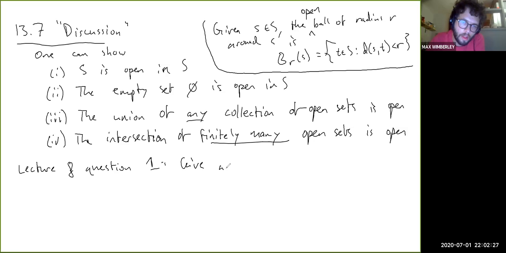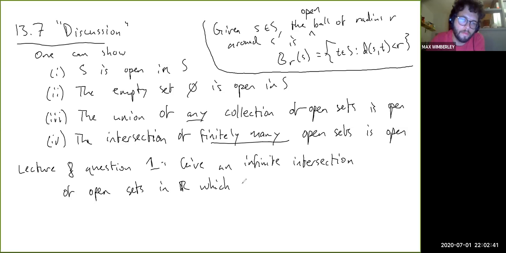Give an infinite intersection of open sets in R which is not open. Take a bit of time to think about it, make sure to include the answer on your homework, and pause the video.